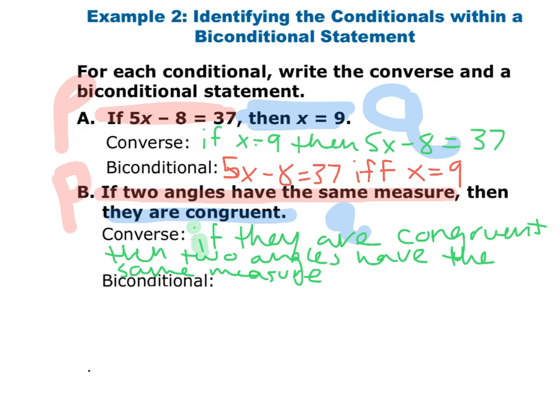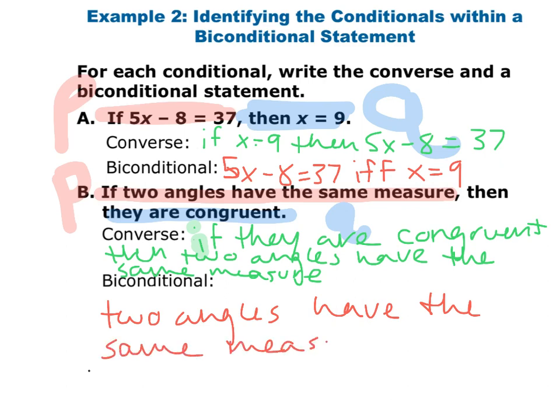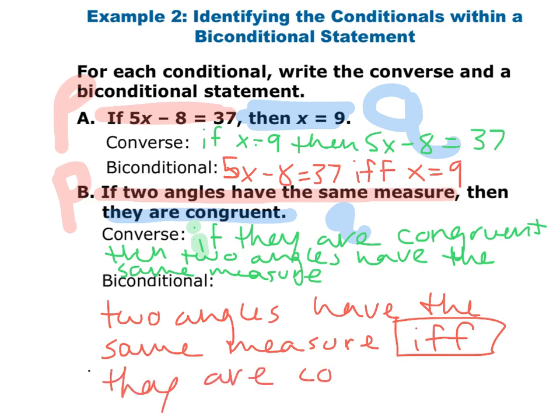The biconditional, we combine them. So we would say two angles have the same measure if and only if, remember this stands for if and only if, they are congruent. So in the biconditional, we drop the if and then, and we put in the middle if and only if. So we have our P, if and only if, Q.